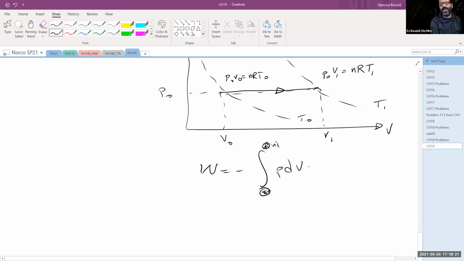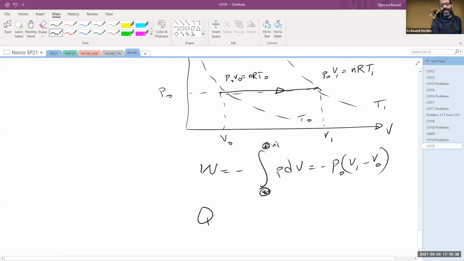P is the same, it's P0. So it's going to come out of the integral: minus P0 times the integral of dV, which is just V final minus V initial, which is V1 minus V0. So this is the work, which is kind of easy because you don't have to worry about that ln or anything like that, because the pressure is the same, does not change.